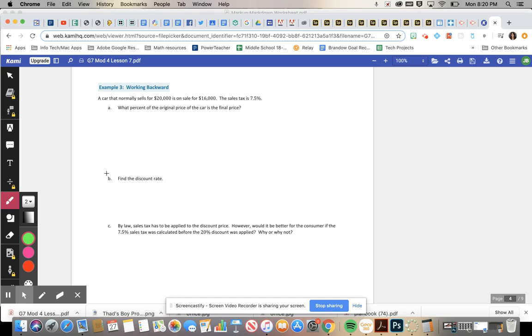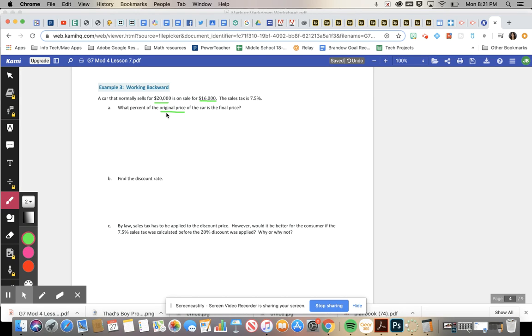Okay, example 3, working backward. So here's one where we have to work backward. We are trying to find the original price instead of the sale price. So a car that normally sells for $20,000 is on sale for $16,000. The sales tax is 7.5%. What percent of the original price of the car is the final price?